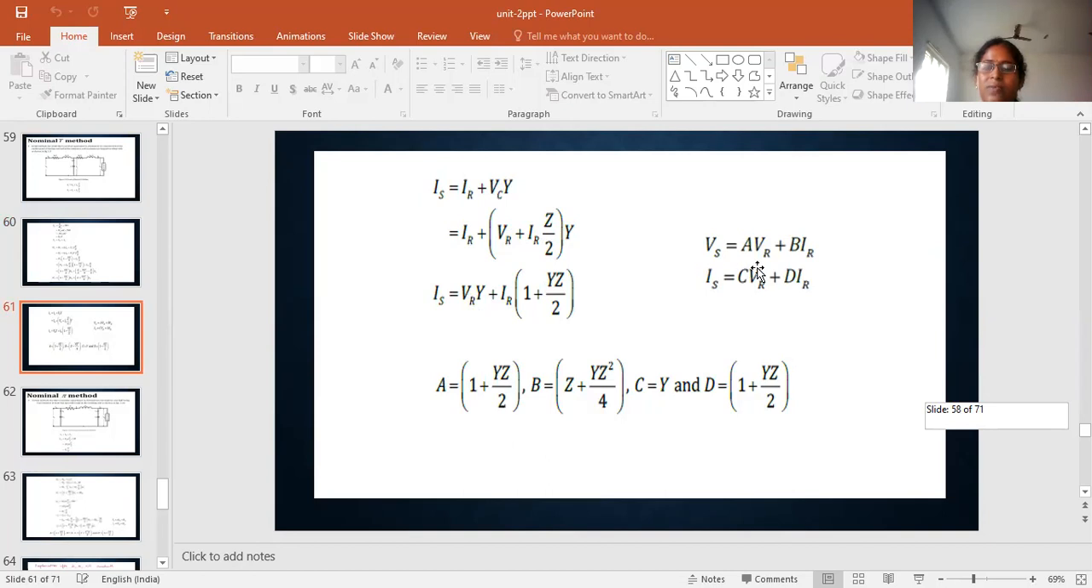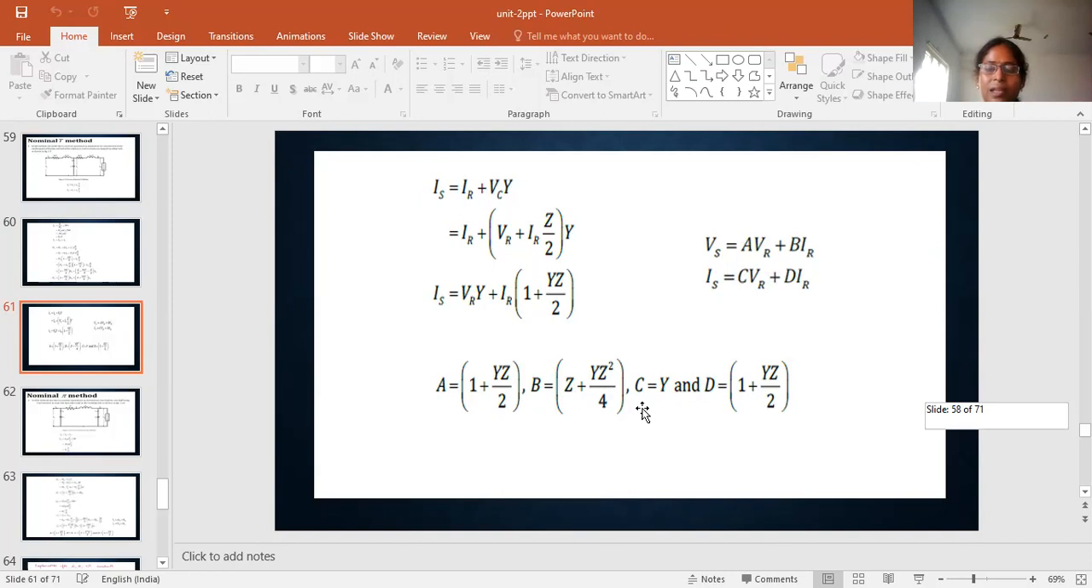Compare the equations with the two-port network equations, Vs equal to A into VR plus B into IR and Is equal to C into VR plus D into IR. Okay, and then we can get the values for A equal to 1 plus YZ by 2, B equal to Z plus YZ squared by 4, C equal to Y and D equal to 1 plus YZ by 2. Compare equations, VR terms and IR terms. We can get those A, B, C, D values.